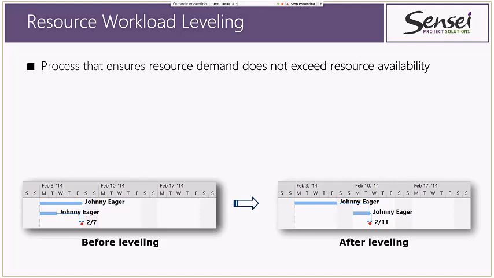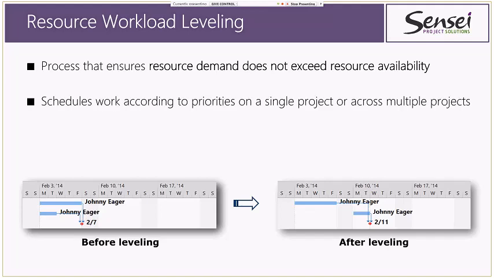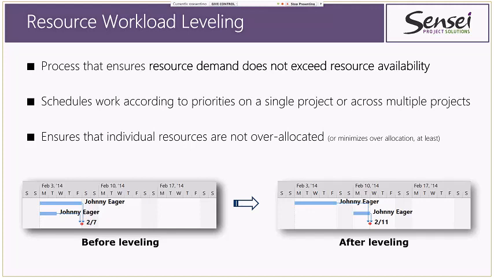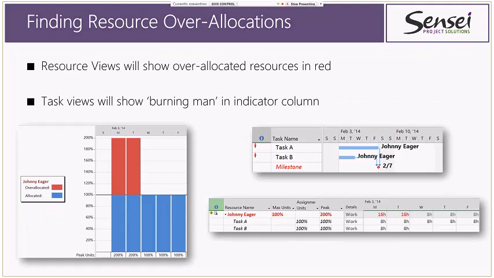So in a nutshell, that's the idea, but there's a little bit more to it than that. You can schedule the work according to priorities. You can do it on a single project, and you can do it across multiple projects. But regardless of all of that, we're really trying to make sure that resources are not over-allocated, or at least minimize that over-allocation in a portfolio of projects. So as we go and look in Microsoft Project, and by the way, this functionality has been in the tool for many, many releases, probably 5, 6, 7, 8 releases at this point, but some of the functionality has been enhanced over the years, of course.